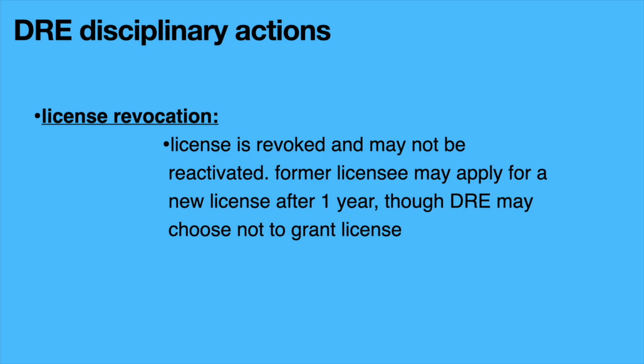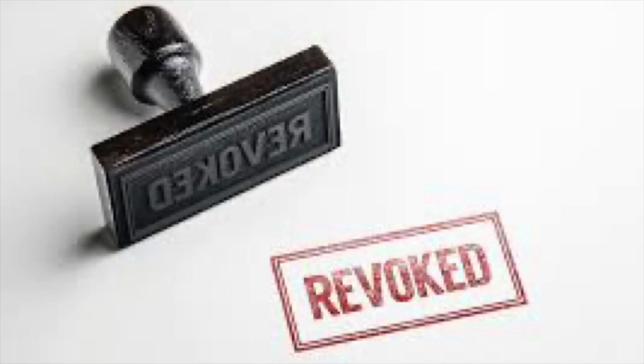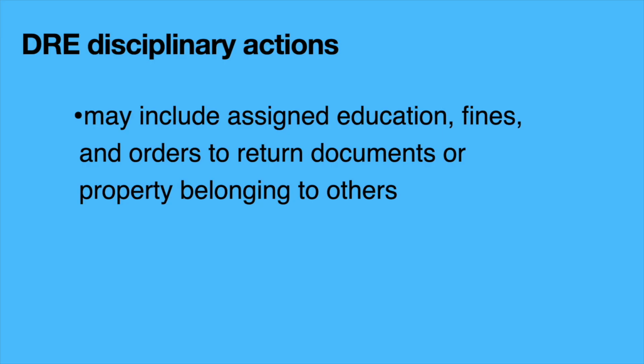License revocation. The license is revoked and may not be activated. The former licensee may apply for a new license after 1 year, though the DRE may choose not to grant the license. Additional disciplinary actions may include assigned education, fines, and orders to return documents or property belonging to others.